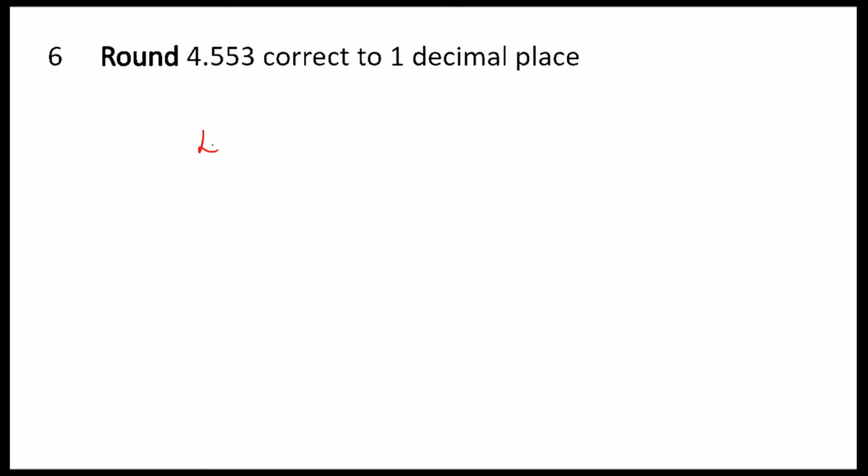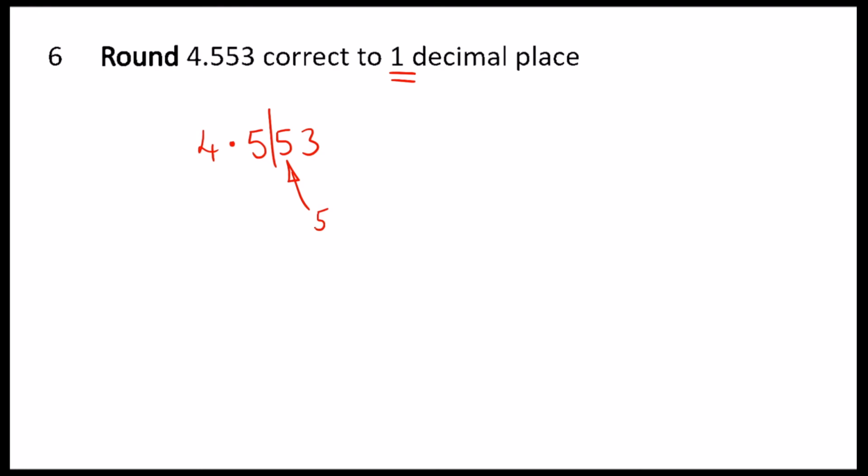For question 6, we're asked to round to 1 decimal place. So what I'm going to do is I'm going to rewrite my number to start off with, which is 4.553. If I want 1 decimal place in my answer, I therefore need to go to my decimal place and count 1 space and then put a line to cut it off. Now, my answer is either going to remain as 4.5, or this digit at the end is going to go up and become 4.6. And how we decide is by looking at this number to the right of my line.